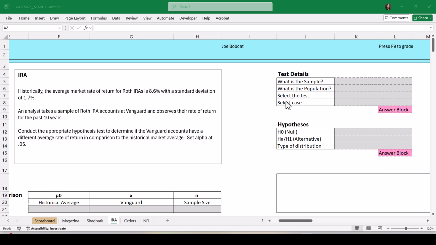In this video, I'm going to go over the IRA tab. So again, we always want to begin by carefully reading the research description.